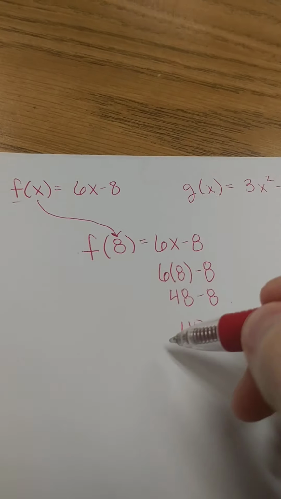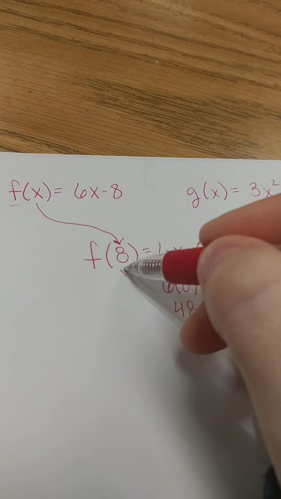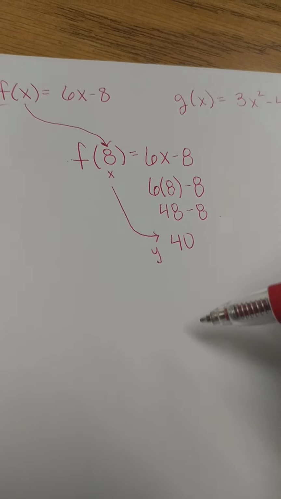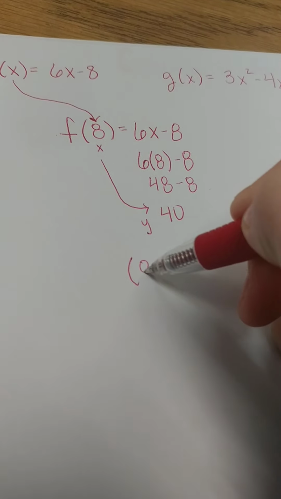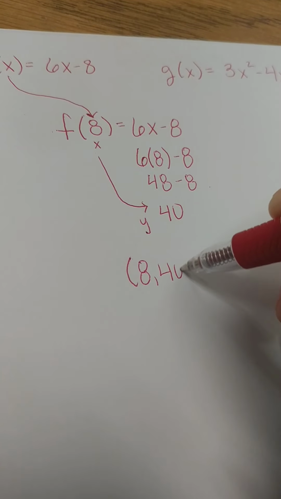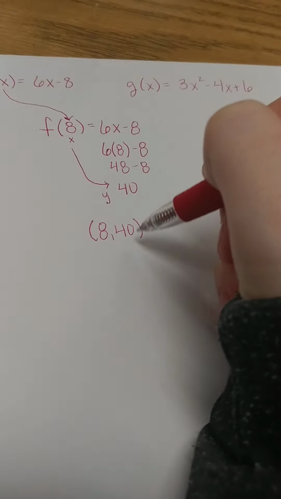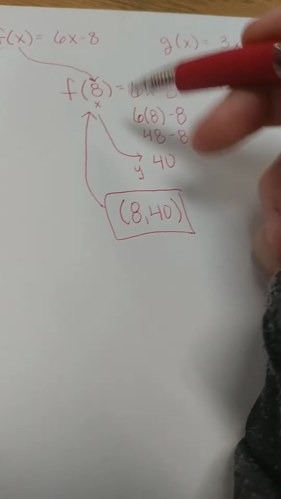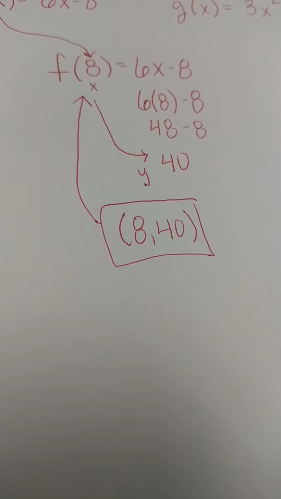Now, what that means is when you plug x into your equation, your y is 40. It also means that the ordered pair 8, 40 is found somewhere on f's graph. If I were to graph f in my calculator and I go to 8, the answer would be 40.